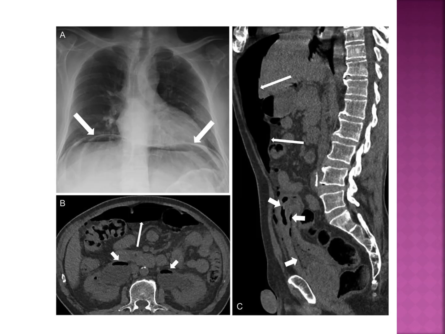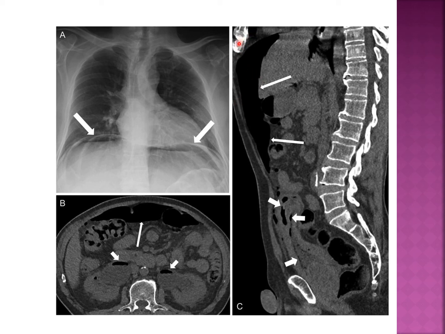As you can see, this is multiple modalities, plain chest X-ray and CT. The white arrows show the presence of air, that this is the area of air under diaphragm. Again, this is the area of air under diaphragm, and just behind the abdominal wall.